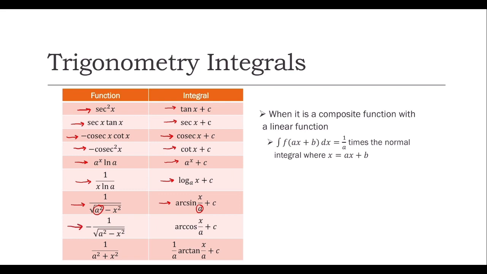Our integral of negative 1 over the square root of a squared minus x squared is our arccosine of x over a plus c. And then our integral of 1 over a squared plus x squared is 1 over a times arctangent of x over a plus c.